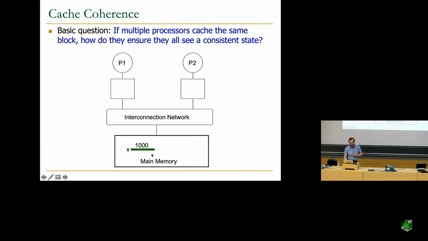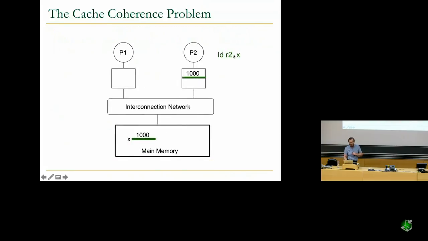So let's assume that the block looks like this, X. It has a value of 1,000. Let's assume that this processor loads that block into its cache. In the next time step, this processor does a load, loads that block into its cache. Now you have the block cached in both caches. It could happen.